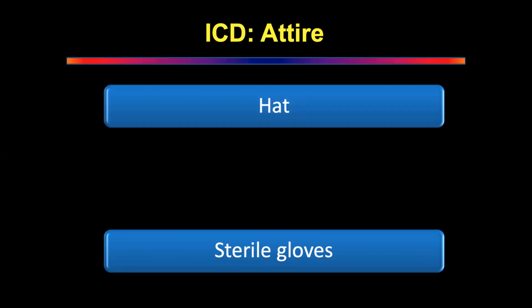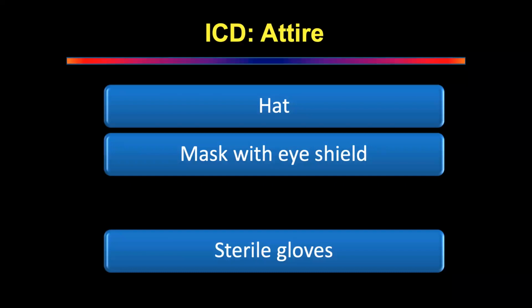So cap and mask. Thank you very much. Cap, mask, plastic apron and gloves. More important than the mask, what should be there? Eye protection. Eye protection, yeah. This is mandatory, okay? This is not optional. These are mandatory.